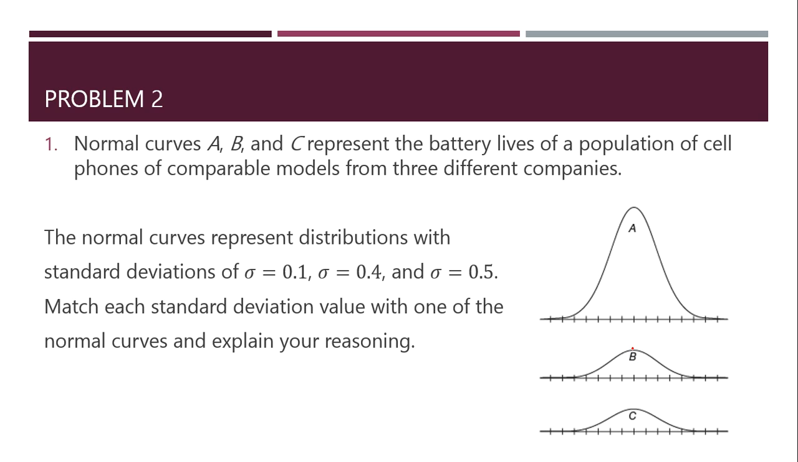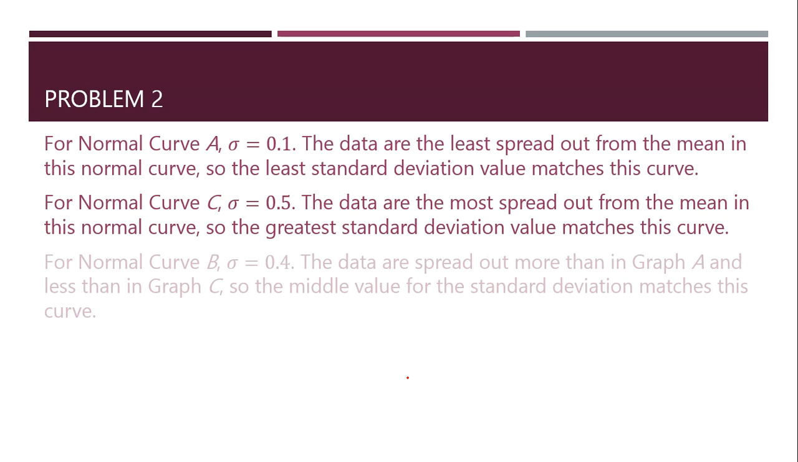B is a little bit taller than C, so a little more clustered around the center there. So I would give B a standard deviation of 0.4, and that means I would give C a standard deviation of 0.5. It's kind of the shortest, the widest, that happens. That's a thing.